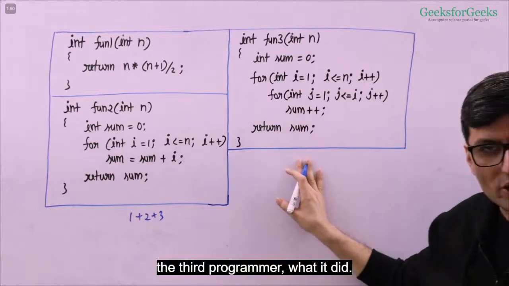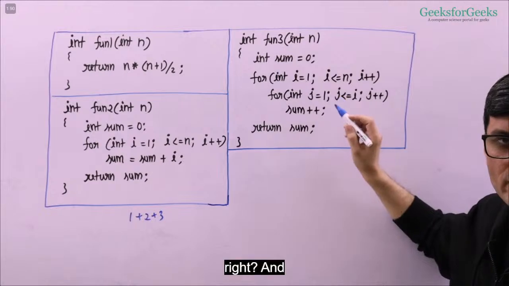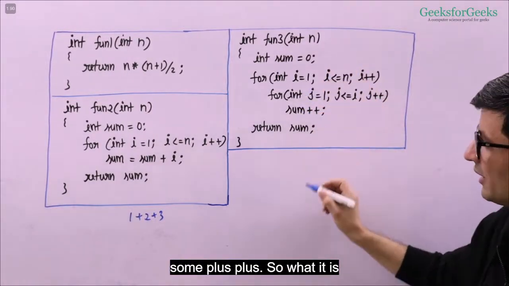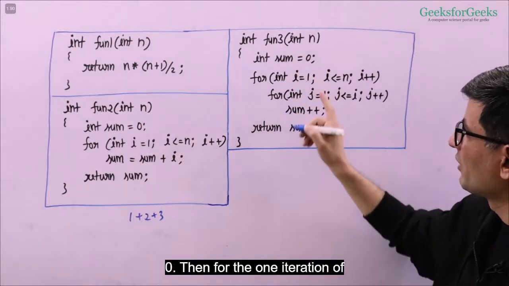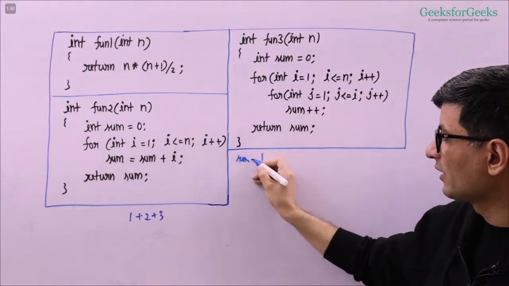The third programmer used nested loops, one loop inside the other. And what happens here, the programmer runs a loop from 1 to n, right? And then runs a loop from j equal to 1 to i. And for every iteration of the inner loop, it does sum plus plus. So it is having sum as 0. Then for the first iteration of the outer loop, the inner loop will run once only, right? So it will add 1 to the sum.